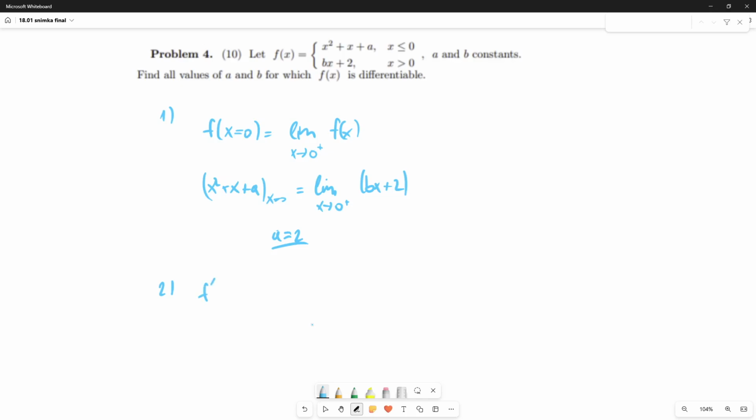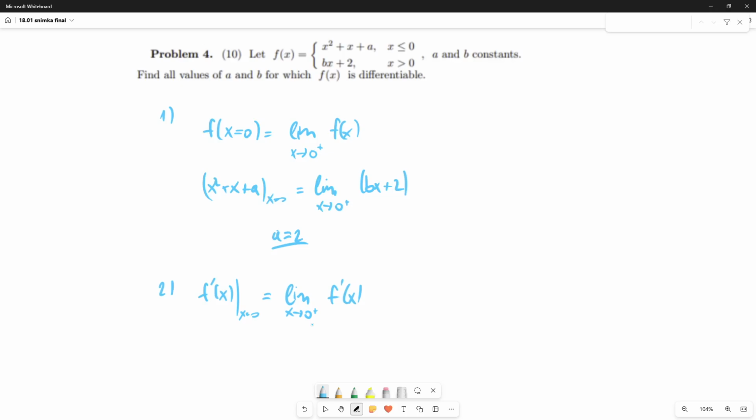So, the derivative of the function at x is equal to 0 must be equal to the limit of the derivative as x tends to 0 from the right-hand side. Once again, we use the fact that at the point x is equal to 0, the left-hand side expression defines the value of the function, while the right-hand side expression defines the value of the function as x approaches 0 from the right-hand side.